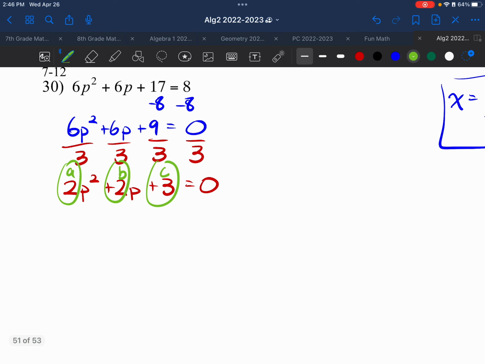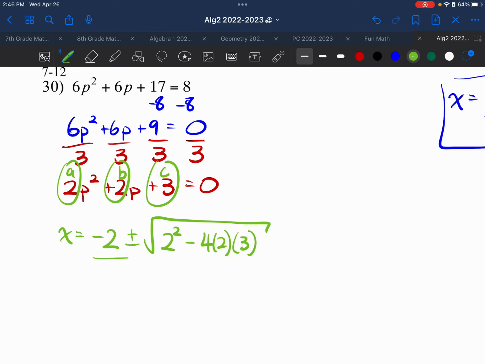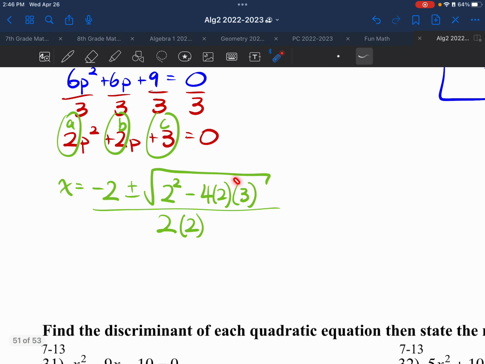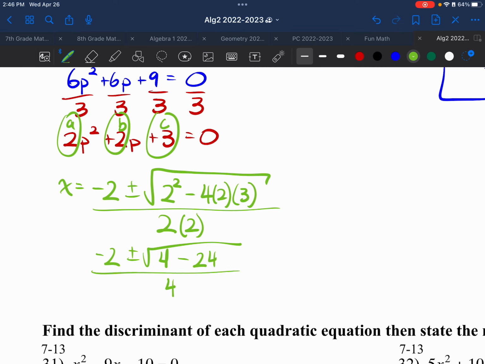Here we go. X is equal to negative b, negative 2, plus or minus the square root of b squared, 2 squared, minus 4a, which is 2, c, which is 3, all over 2 times 2, a. All right. And I don't have any negatives over here, so this negative sign is going to remain. And I'm going to have the square root of 4 minus some things. I like to leave my 4 until the very end because I like to double it. 2 times 3 is 6. Double that is 12. Double that again is 24. And then I still have a negative 2 up front, plus or minus that, all over 4.